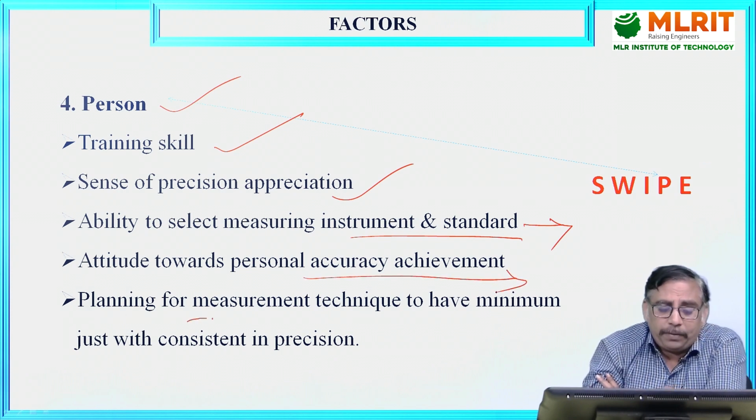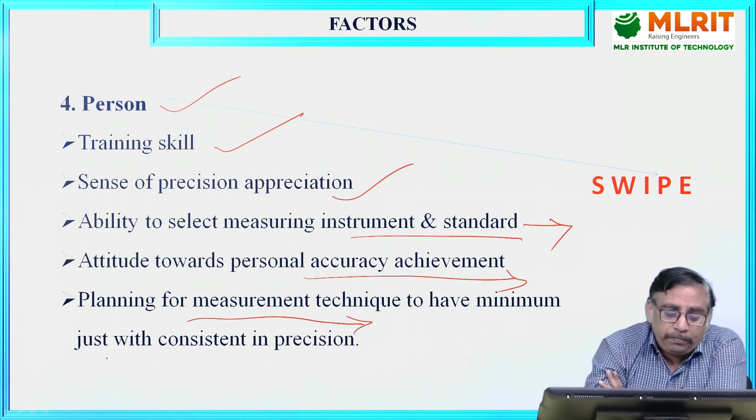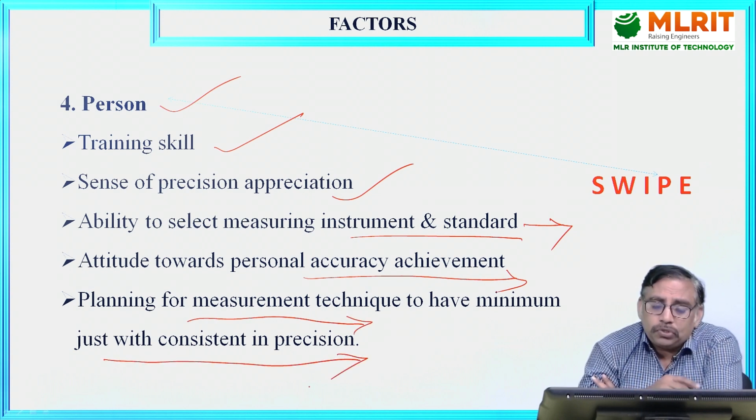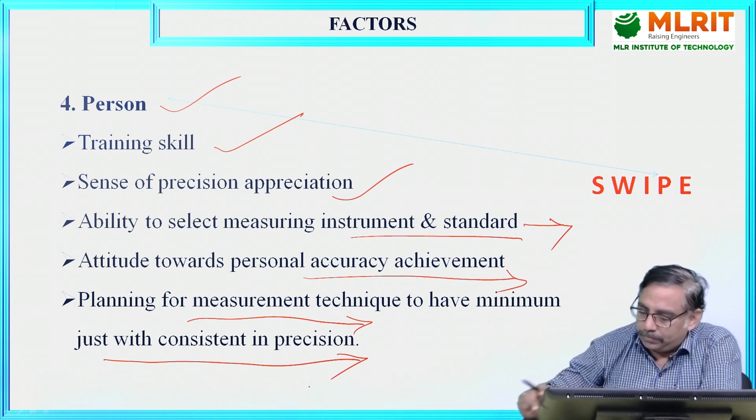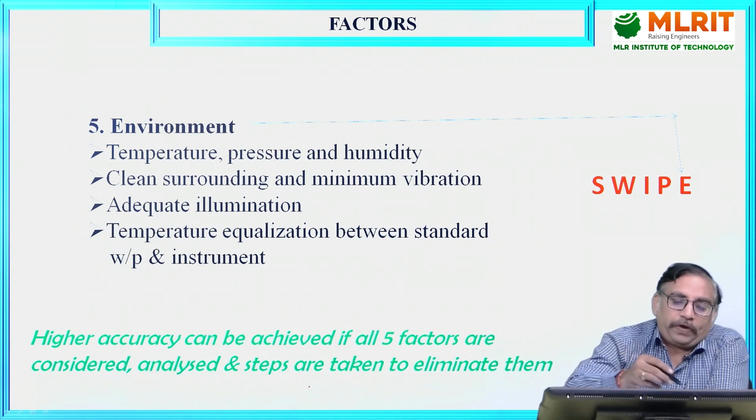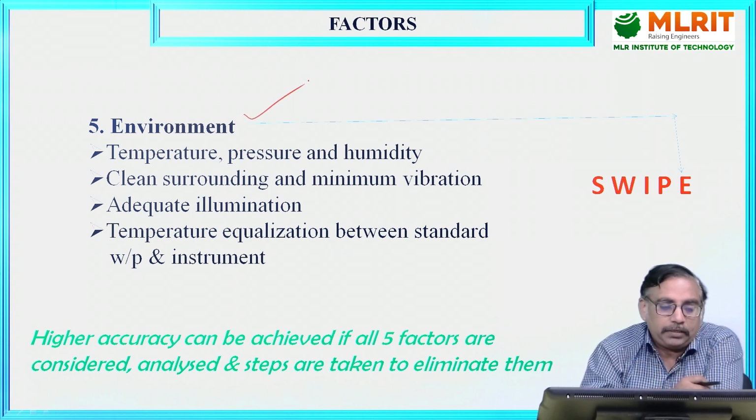Then they have to plan the measurement technique to have minimum error with consistent precision. So always we should go for precision rather than accuracy. Coming to the final factor, that is environment.